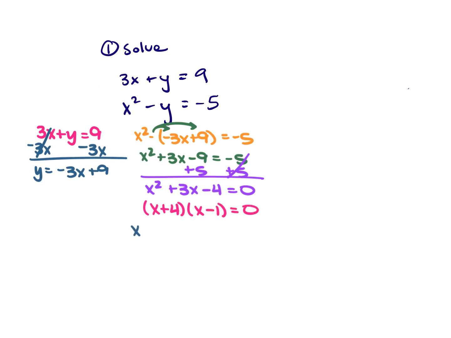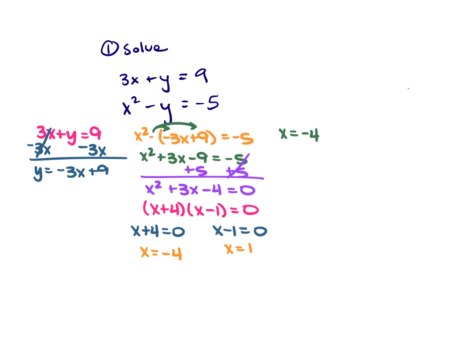From here, take the x plus 4, set it equal to 0. Take the x minus 1, set it equal to 0, and solve them. You're going to move the 4 over by subtracting it from both sides. You'll get x is equal to -4. Move your 1 over by adding it to both sides. You'll get x is equal to 1. So now you have two x values. These aren't ordered pairs. You have to find the y values that go for each of those x values to give the ordered pairs.